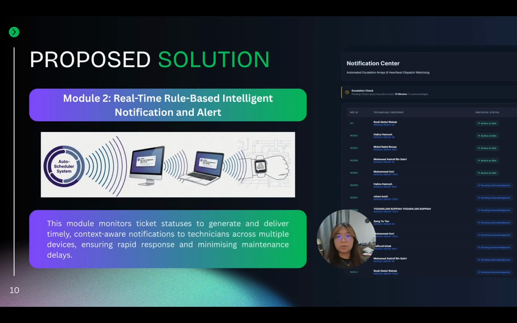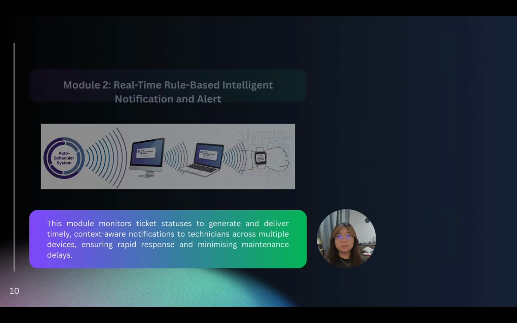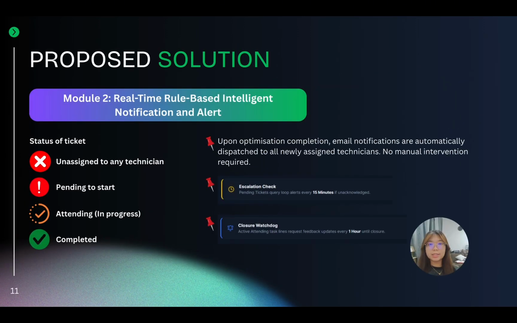The second module is the real-time rule-based intelligent notification and alert module. This module monitors ticket status and sends timely notifications to technicians across different devices. The purpose is to ensure that assigned tasks are received quickly and acted on as soon as possible. This helps reduce maintenance delay and improve communication between the system, manager, and technician. In this module, the ticket status can be categorized into unassigned, pending to start, attending, and completed. Once the optimization process is completed, email notifications are automatically sent to newly assigned technicians.